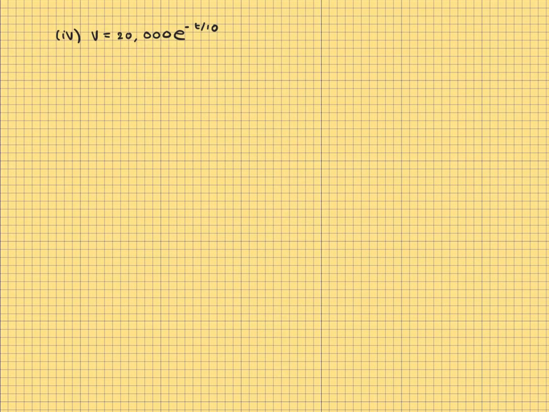So part 4 asks us to sketch a graph of V versus T. Please make sure you use a ruler as you sketch your axes. So time in years on the horizontal, value in pounds on the vertical. We know we start with a value of £20,000 and then the graph approaches 0 as T approaches infinity.